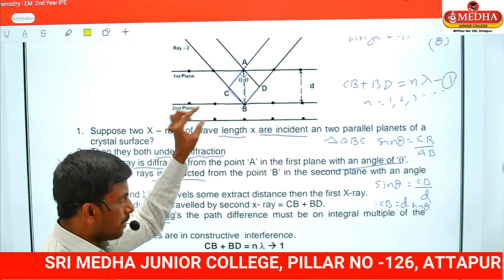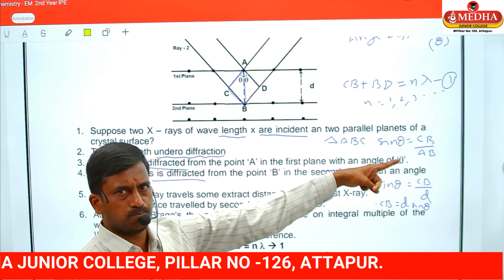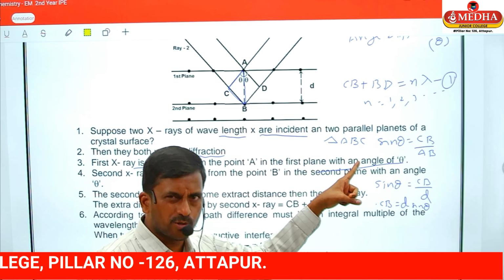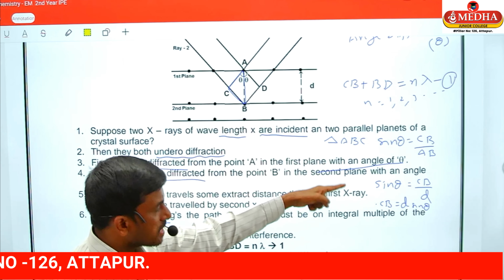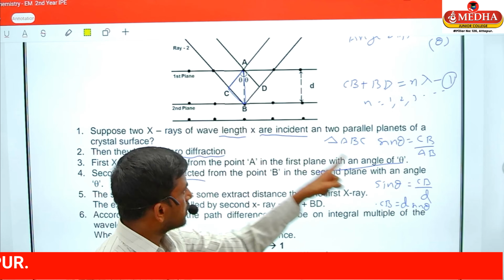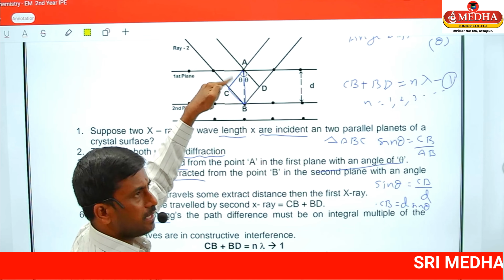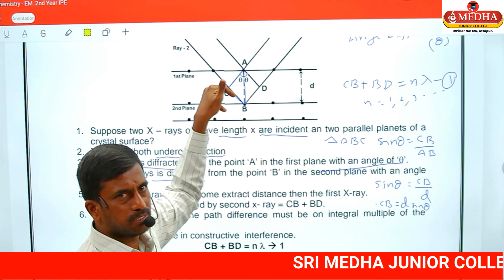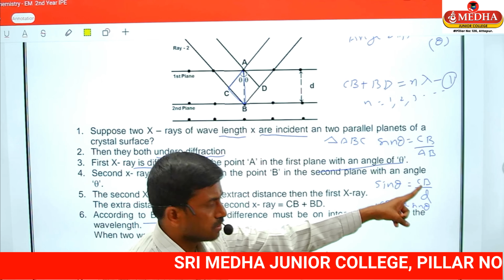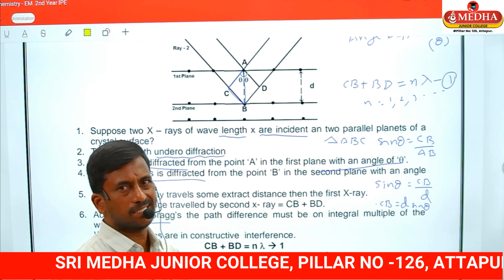So from triangle ABC, we calculate the CB value using the sin theta formula. Sin theta is opposite side by hypotenuse, BC by AB. AB is the interplanar distance between two planes, d. Therefore the CB value is equal to d sin theta.